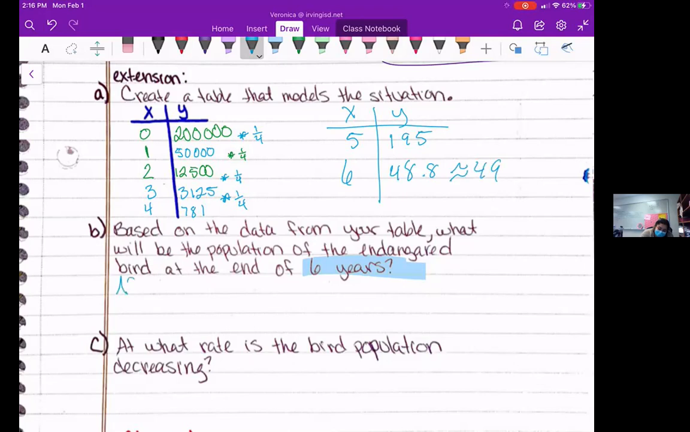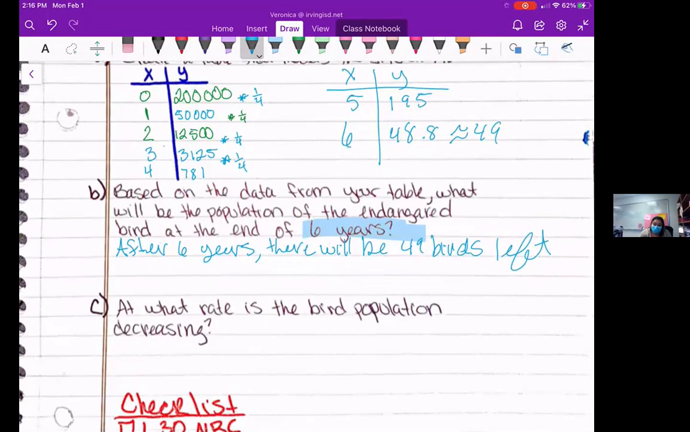So after 6 years, there will be 49 birds left. They're dying, you guys, they're dying.